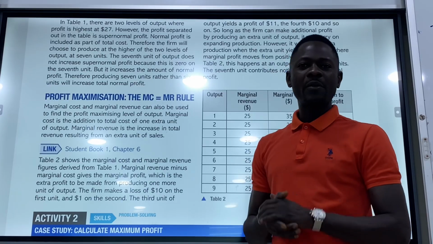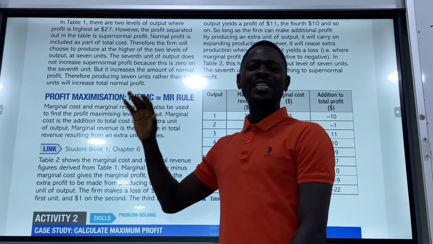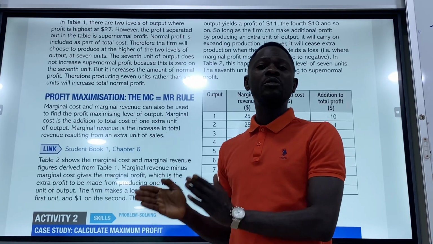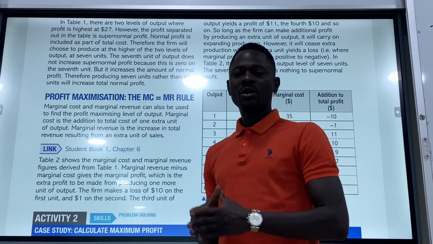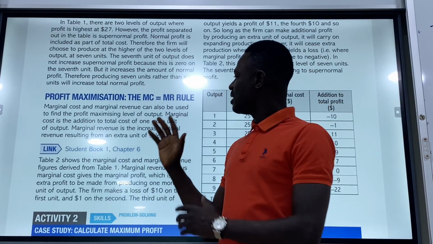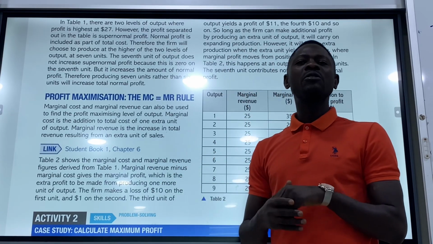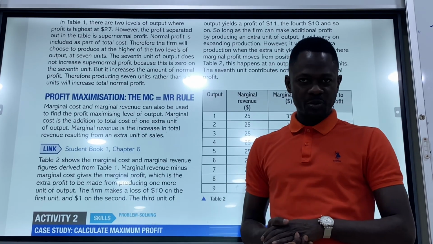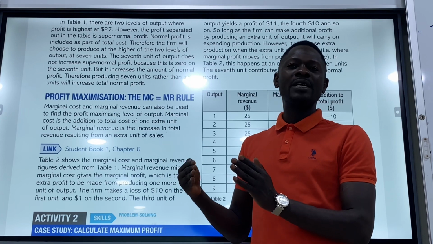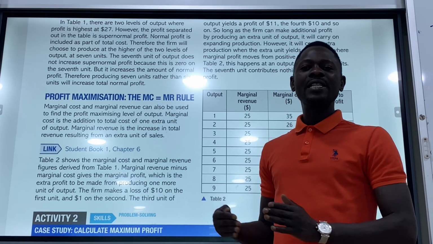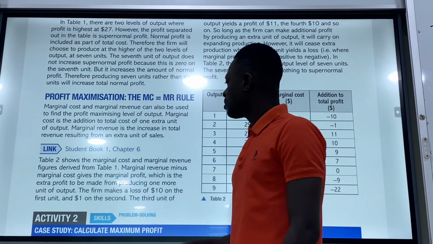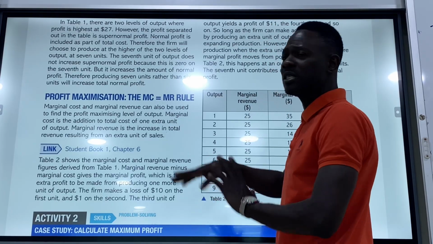What's our marginal cost? Our marginal cost is the cost of producing an additional unit of output. Then our marginal revenue is the revenue that we are able to get from selling an extra unit of output. The revenue made for selling an extra unit of output is called marginal revenue.